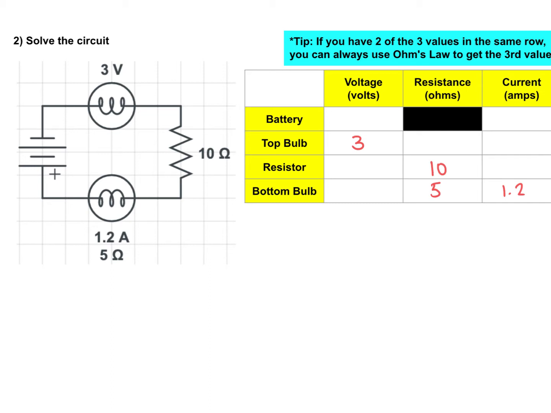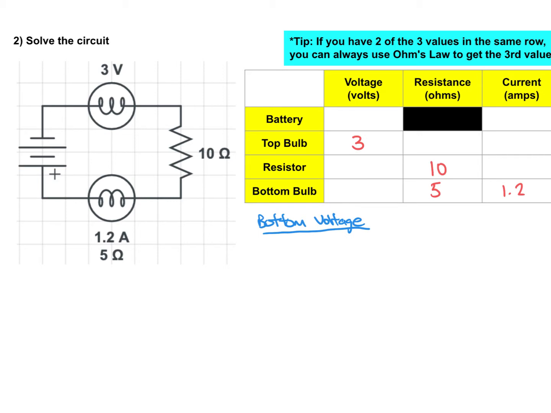And now I'm going to use that tip at the top of the page for the very last row. For the bottom bulb, I know 2 of my values, so I should be able to find my third value. So I'll say bottom voltage. I'll show my steps here.